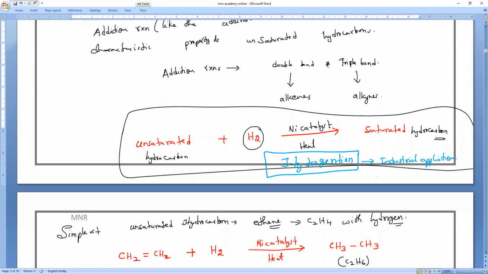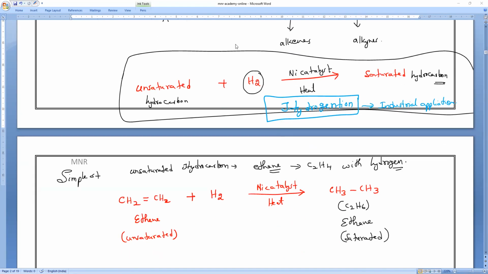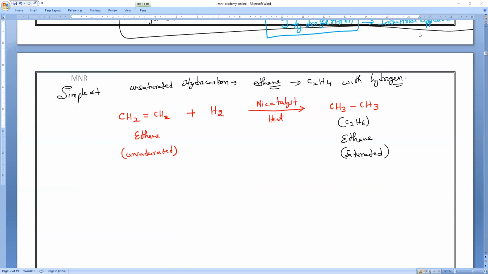Industrial application which we use in our daily life: how many of you are eating vanaspati ghee? If you go to any shop, a solid ghee, for example Dalda, is very strong and hard. We call it vegetable ghee or vanaspati ghee. For getting tasty food, we use this. I think you might have heard. That is the most important application. Note it. Addition of hydrogen to unsaturated hydrocarbons to obtain saturated hydrocarbons is called hydrogenation, which has a great industrial application.